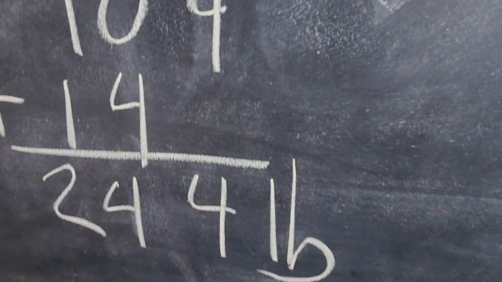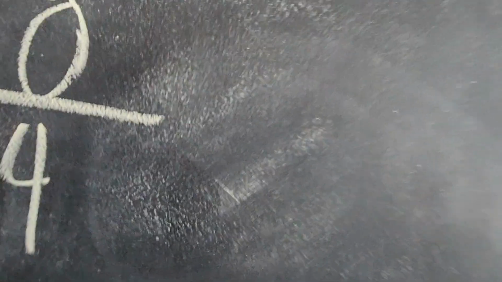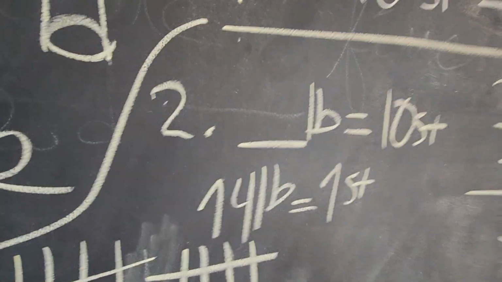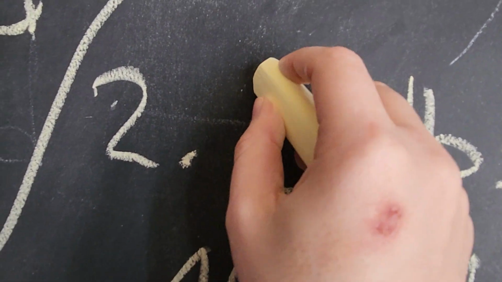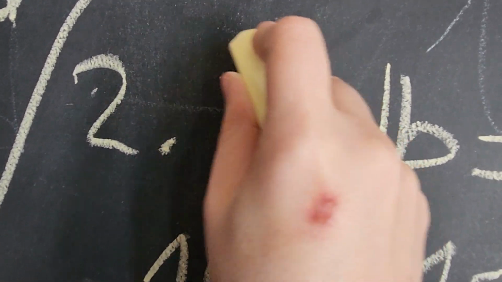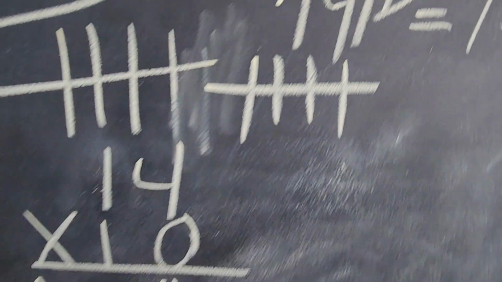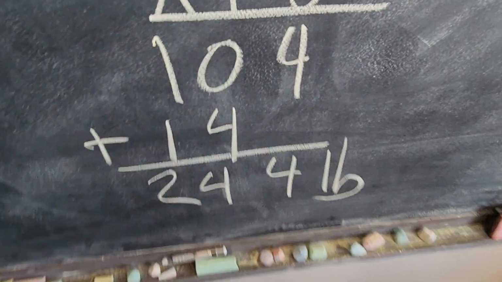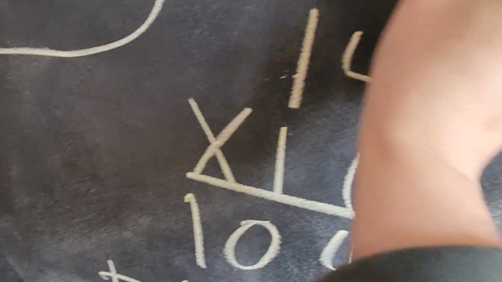That can't be. I think I did something wrong, because it doesn't look right. I don't know how to do this. 244. I know that's not right. Let me see. I'm going to do this one again. Let me erase this. Let me erase all this.